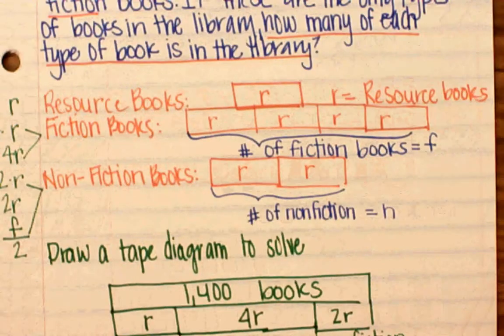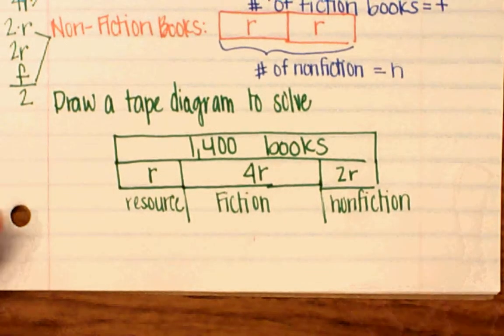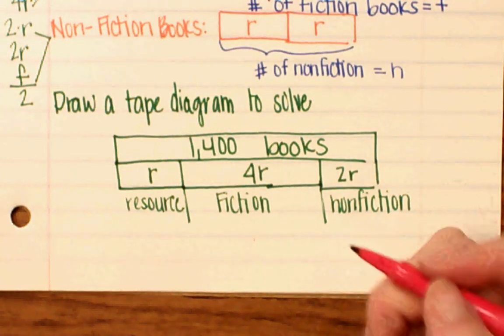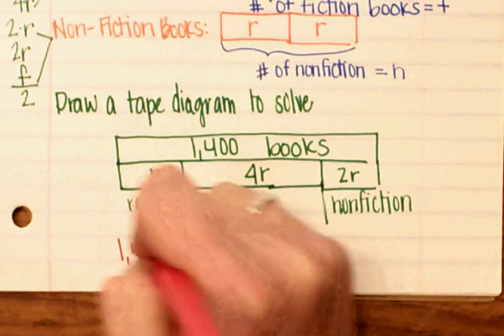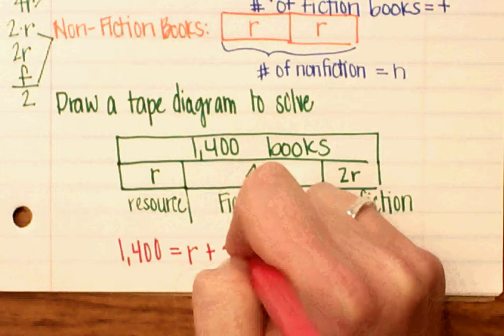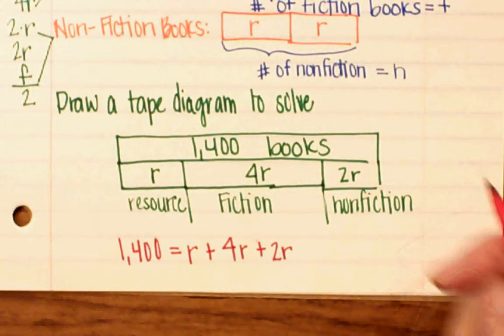And if I were to make this into a math problem, oops, I'm sorry, I didn't notice that you didn't see that. If I were to make this into a math problem to solve for each, it would be 1,400 equals R plus 4R plus 2R. That's the math problem to show it.